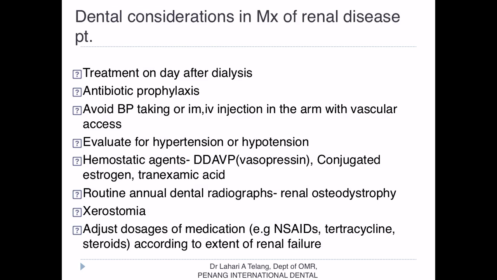Evaluate hypertension or hypotension at every appointment when you are treating this patient. Hemostatic agents like vasopressin, conjugated estrogen or tranexamic acid may need to be kept handy in case you're expecting bleeding, and to control the bleeding. Routine annual dental radiographs are useful where you're monitoring these patients over a long period of time for renal osteodystrophy. Bony changes will be evident if you take a panoramic radiograph and monitor the bone of these patients. Of course, it's important to take xerostomia into consideration.